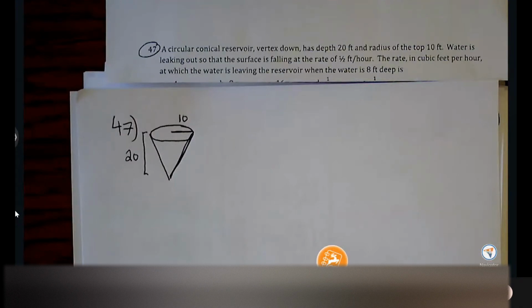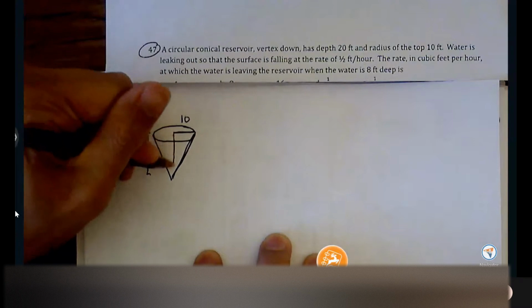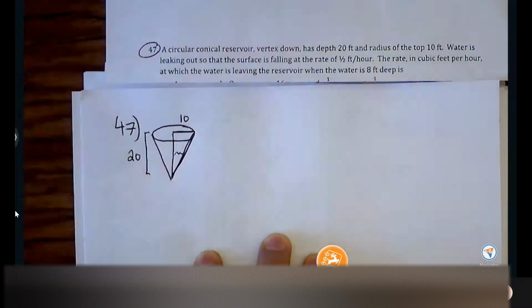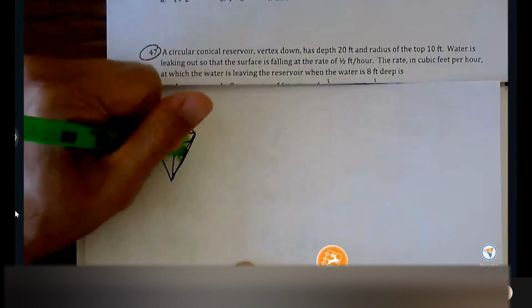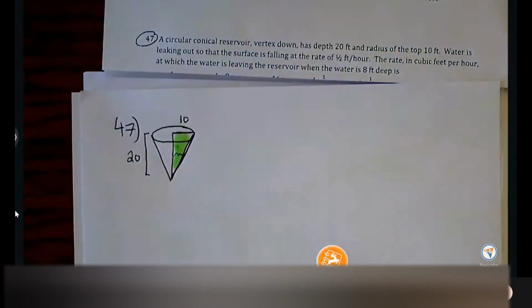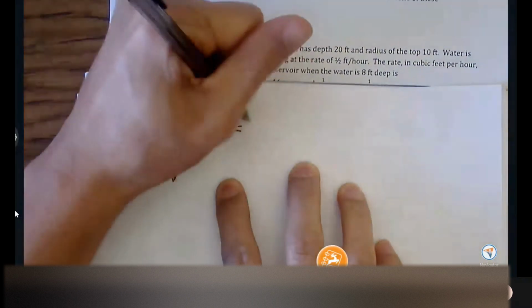The rate in cubic feet per hour at which the water is leaving the reservoir when the water is 8 feet deep is. So here's a portion of the diagram that we're interested in. Just that little portion there. So here's the issue with cones. Here's the volume formula.